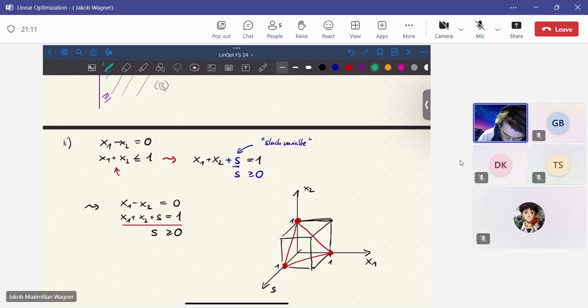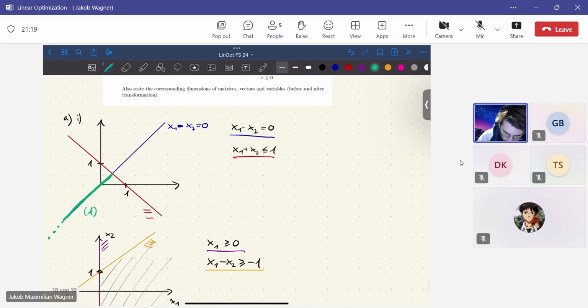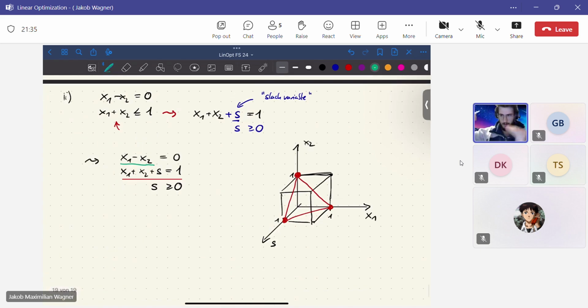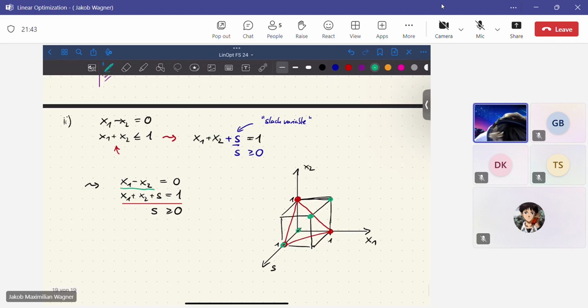And the constraint x1 minus x2 is equal to 0. This is still the original constraint that we have from before, but now embedded into 3 dimensions. So this doesn't change in direction s. So we just have this diagonal, but now as a hyperplane that's stretched out into the s direction, and this then goes through those vertices. And this is now a bit difficult to draw in 3 dimensions. This is this hyperplane.